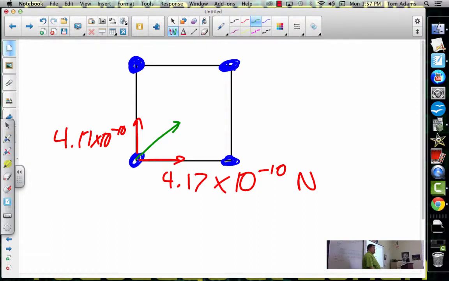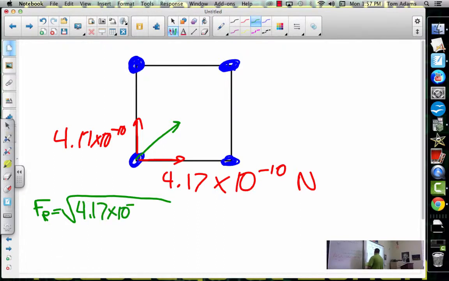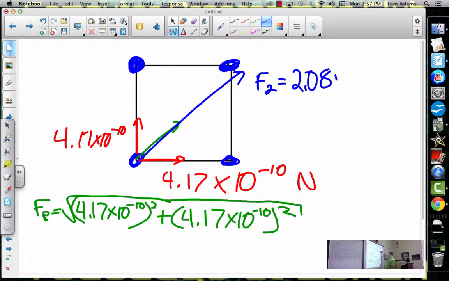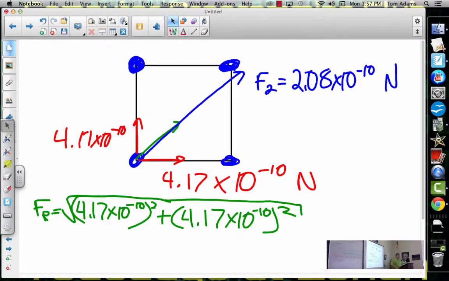And the way that I would get the resultant vector, this resultant force, is equal to 4.17 times 10 to the negative 10 squared plus 4.17 times 10 to the negative 10 squared, and we take the square root of that. But then on top of that, I'm going to have another vector, which was my F sub 2, which was, what was that number again? 2.08, yes, times 10 to the negative 10 newtons. So what is the overall force acting on that mass? The sum of the blue and green vector.